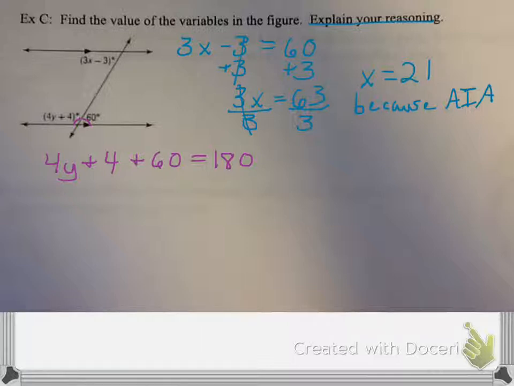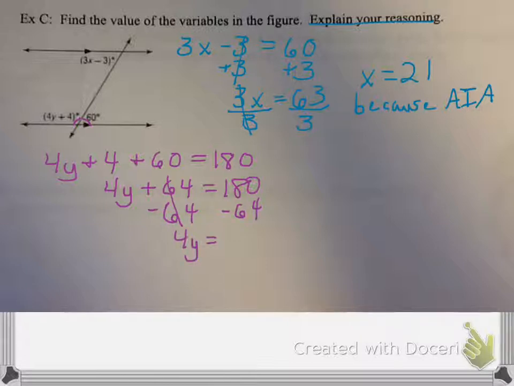Then I would combine like terms, so I would add my 4 and my 60 together, and I would get 4y plus 64 equals 180. Then I would subtract 64 from each side. And that goes away, so I get 4y equals 116. And the last step is divide by 4. And so I get that y is equal to 29. And I would cite my reasoning for y as that it is a linear pair.